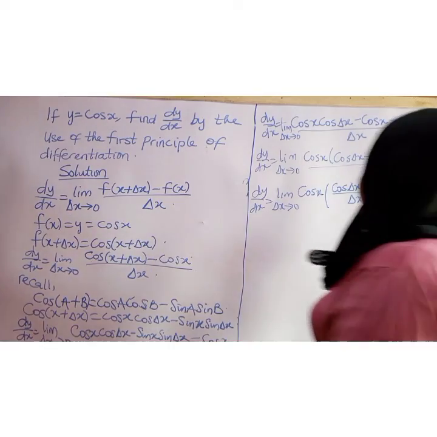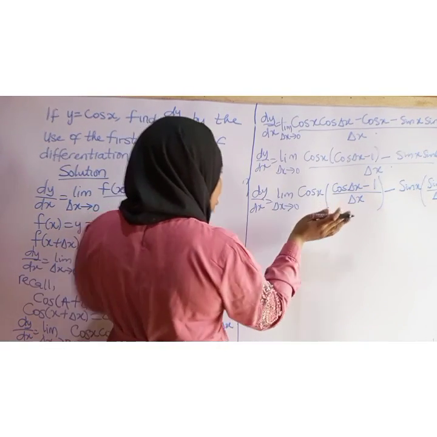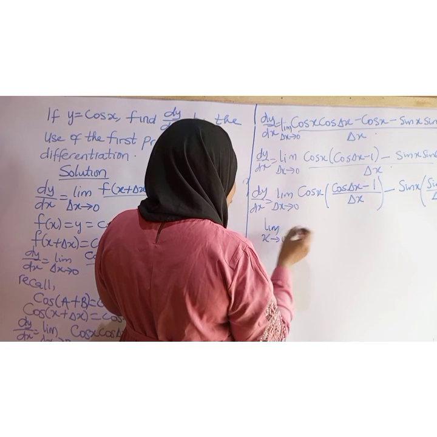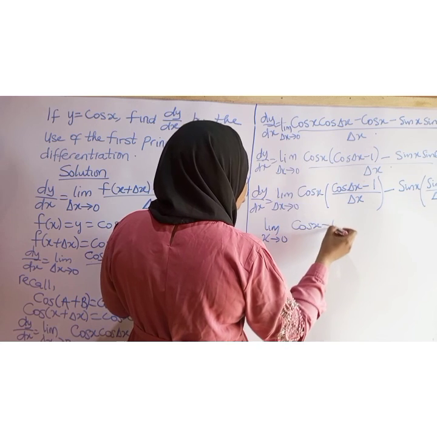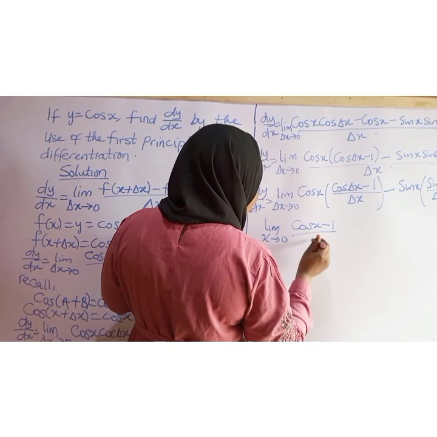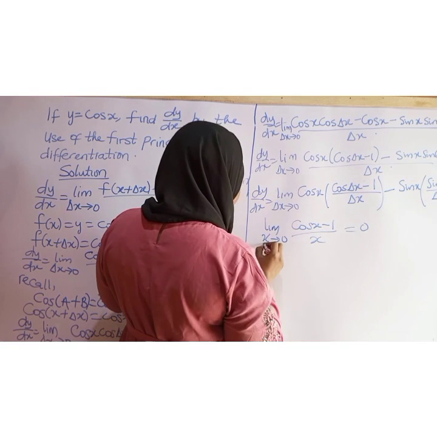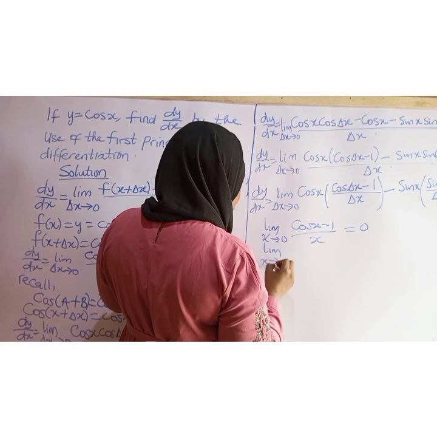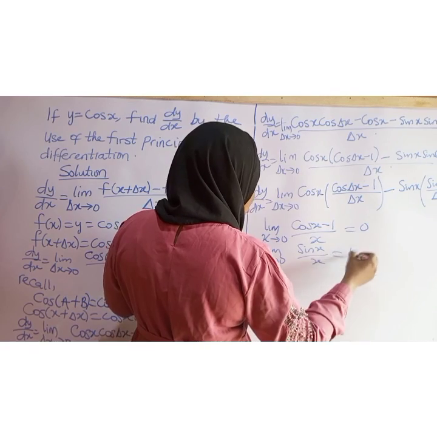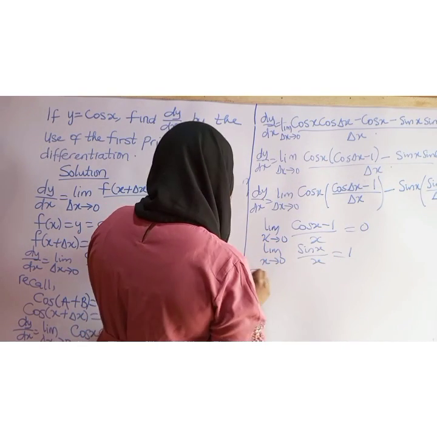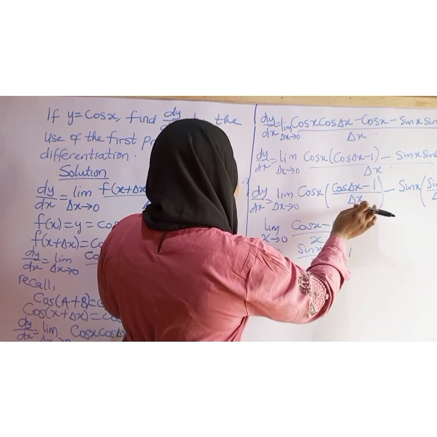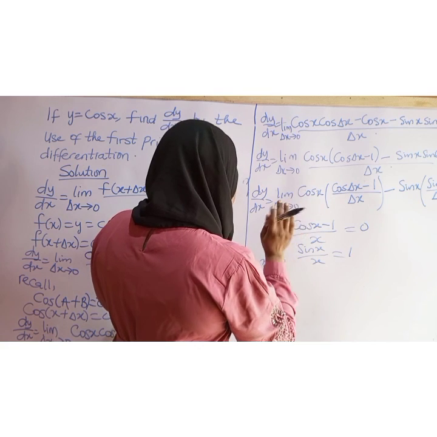So now from here, you have to recall from limits that the limit as x tends to 0 of cos x minus 1 over x is equal to 0. And also the limit as x tends to 0 of sine x over x is equal to 1. So wherever we see cos change in x minus 1 divided by change in x, their limits. Or let's do it this way.